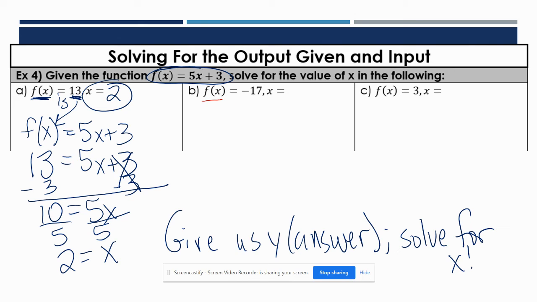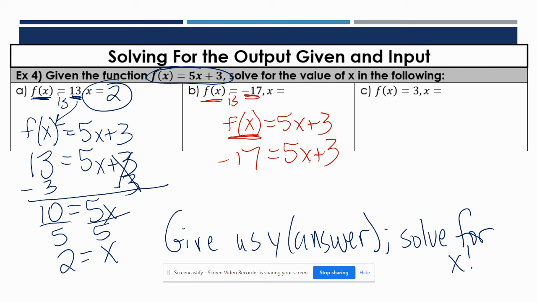Here they're saying f of x is -17. So in our equation, f of x is -17. We're changing that value, and now we can solve for x.